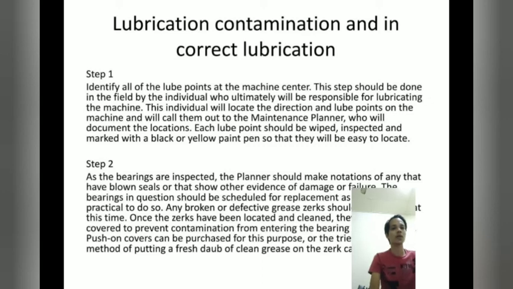Step 2, as the bearings are inspected, the technician should make notation about any blown seals or evidence that they are damaged. Once the broken or defective part is examined, we can replace the part.